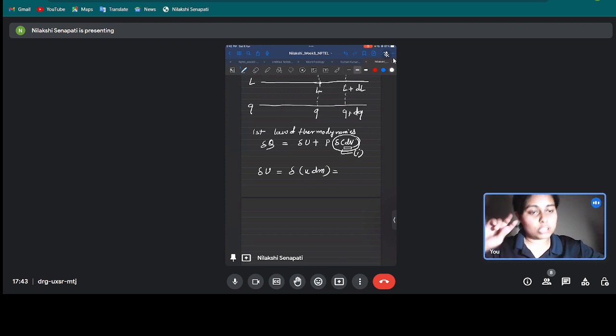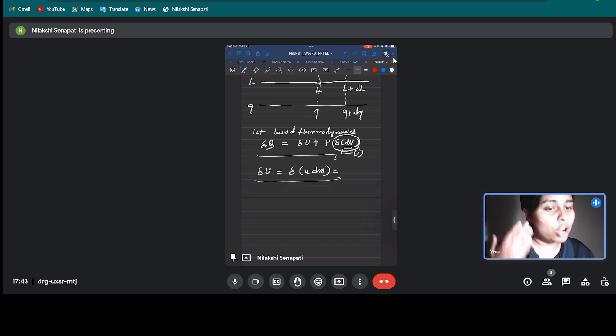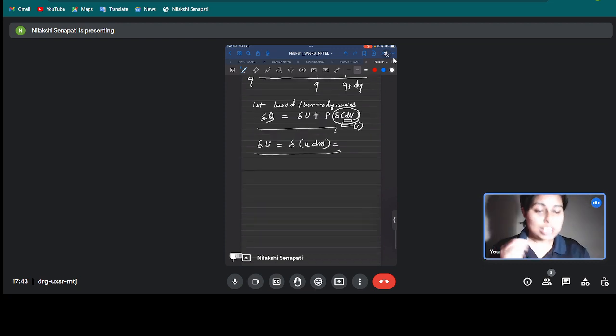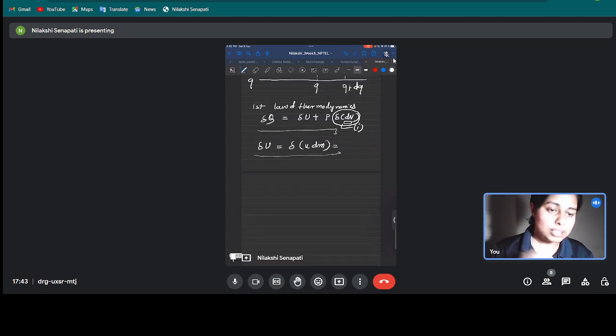So we need to consider two kinds of derivatives: the spatial derivative, which is denoted as small d, and the time derivative, which is denoted as delta. And this is the first law of thermodynamics in this case for this system, and this is the variation of internal energy over time, that is delta of u dm. And u, small u, is the internal energy per unit mass.